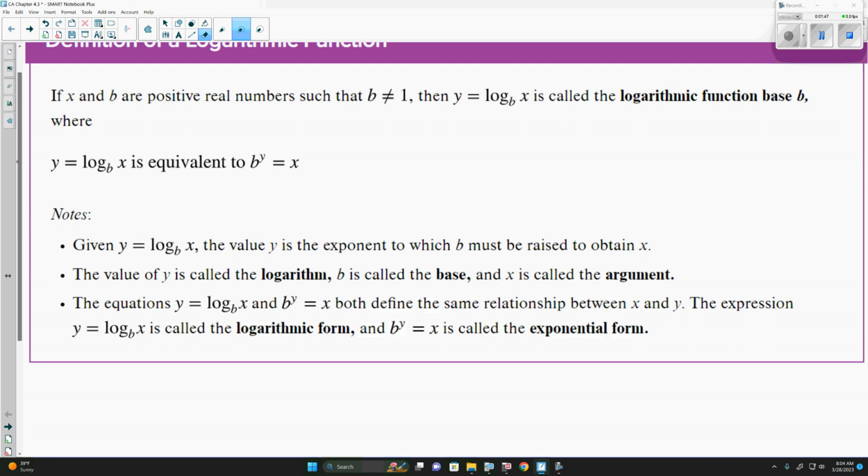So y is equal to log base b of x if and only if b to the y is equal to x. So this equation is true only if b to the y is equal to x, only if we have both of these. Y equals log base b of x if and only if b to the y is equal to x. And we have these kinds of arguments here, and it's switching from one to the other.